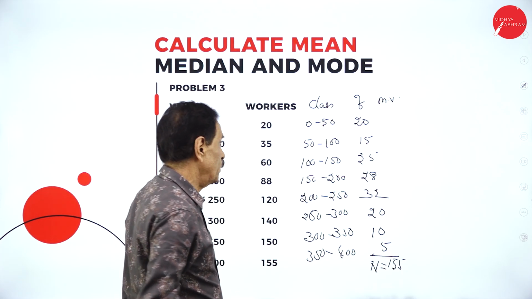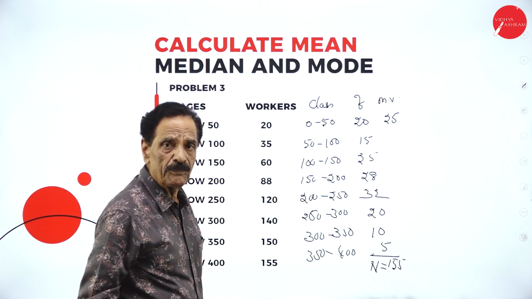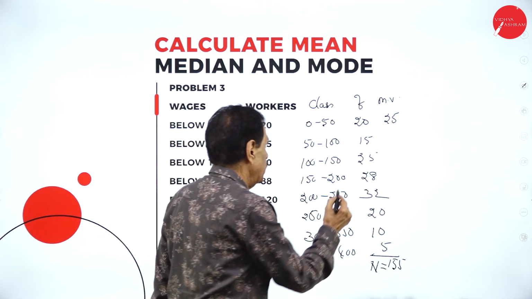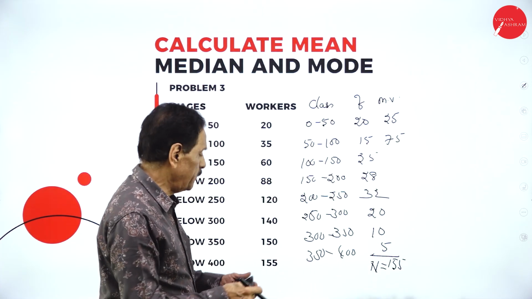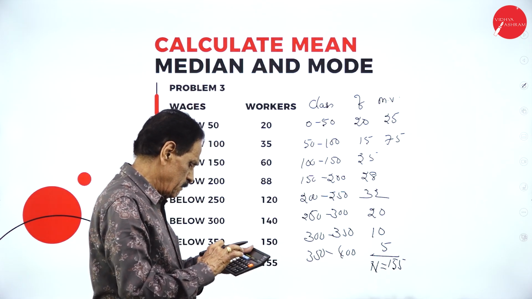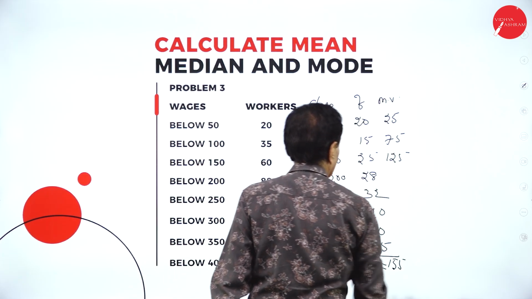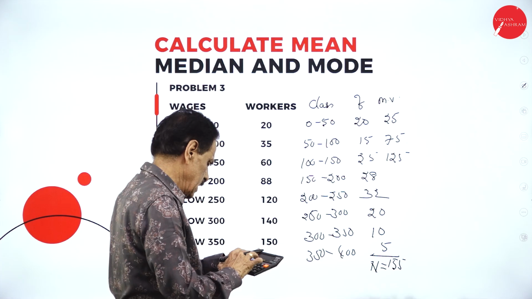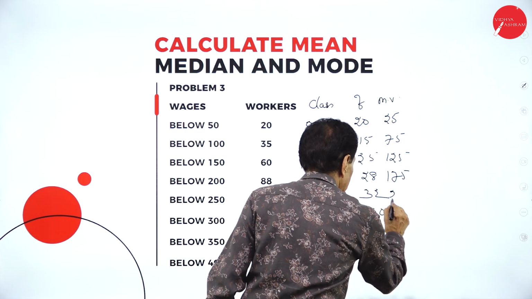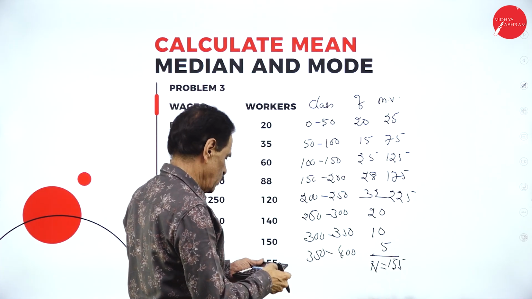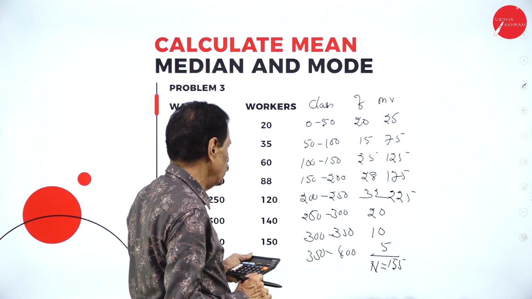0 to 50 divided by 2 is 25. 50 to 100 is 150 divided by 2 is 75. So there is a difference of 50. So 75 plus 50 is 125. So 350 divided by 2, 175. 225. This is 200 plus 250 divided by 2 is 225.